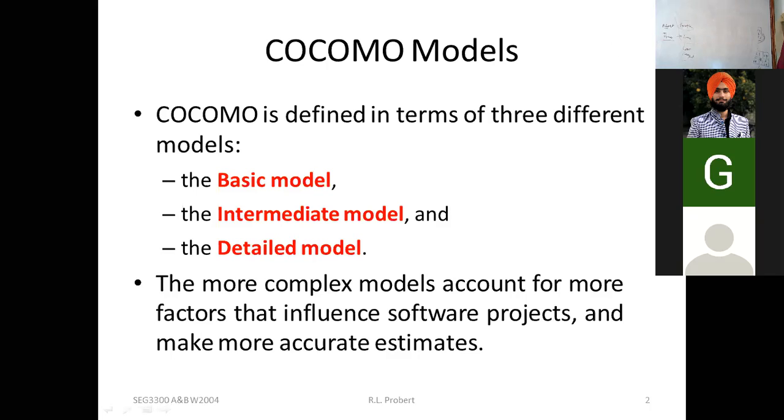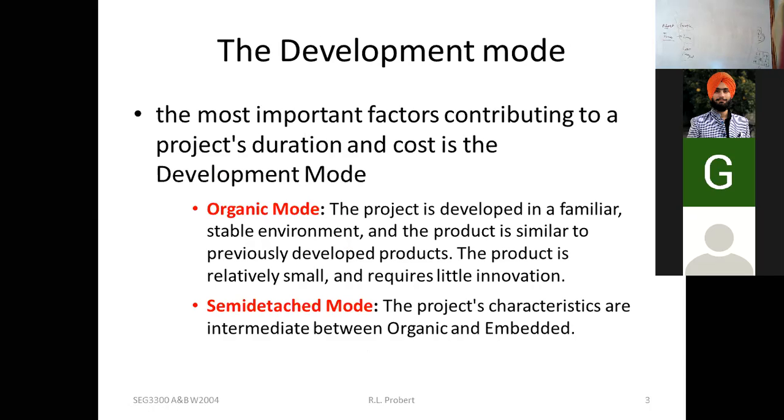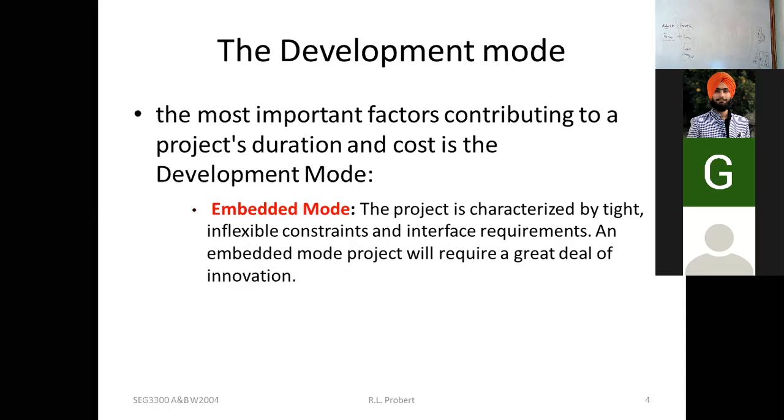That is the concern. So COCOMO is defined in terms of three different models: basic model, intermediate model, detailed model. The more complex models account for more factors that influence software projects and make more accurate estimates. The first model, the basic model, consists of three types of development modes: organic mode, semi-detached mode, and embedded mode.